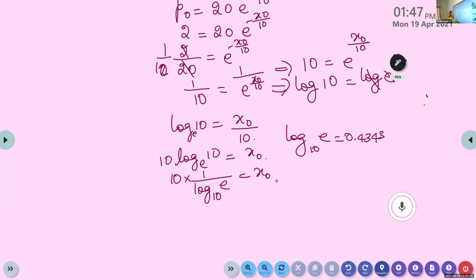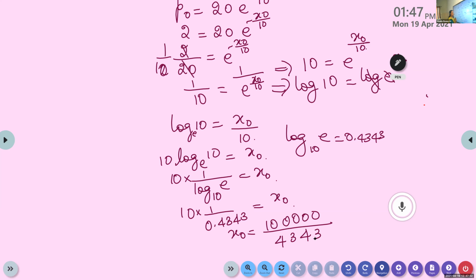Using the properties of log, that is 10 into 1 by 0.4343 is x naught. Therefore, what is x naught? We can write this as multiplying by 10,000 by 4343. Now divide it and find out what is the value of x naught.